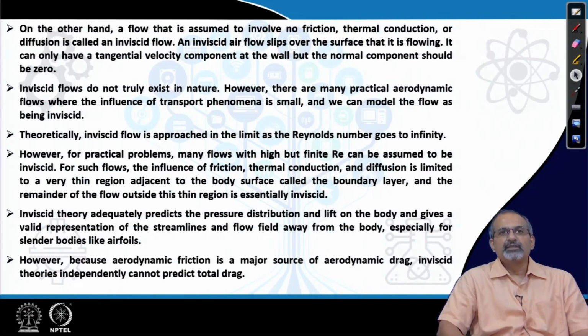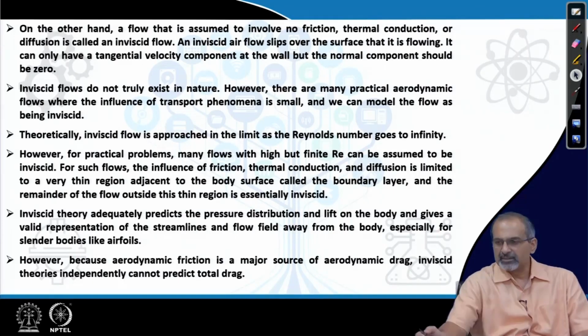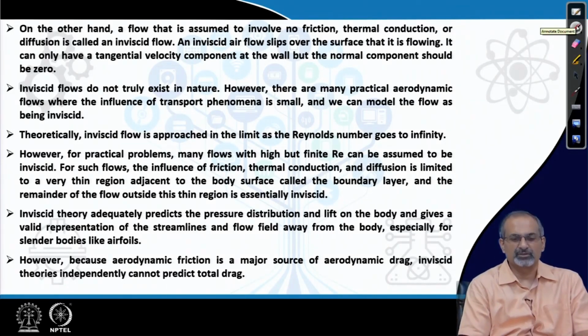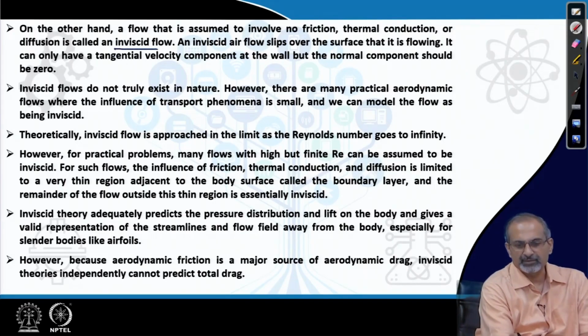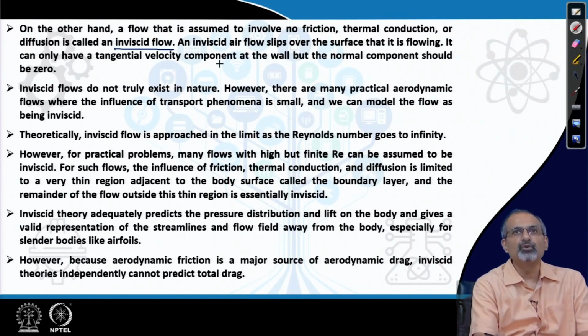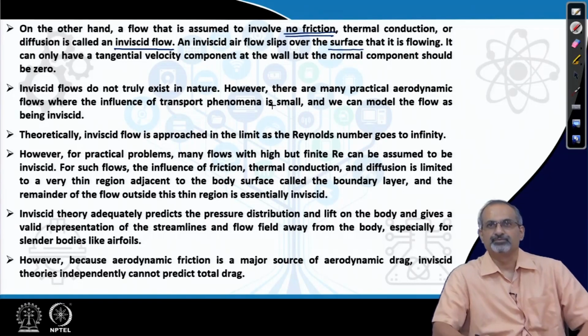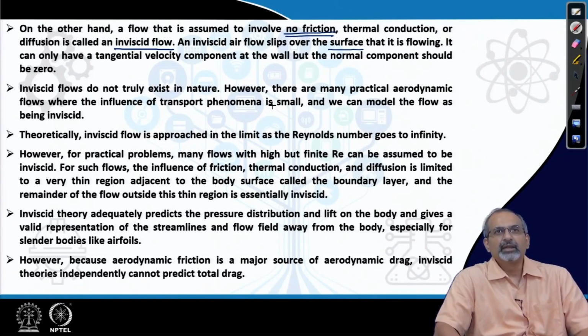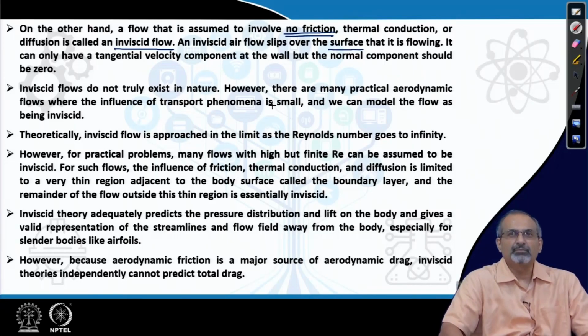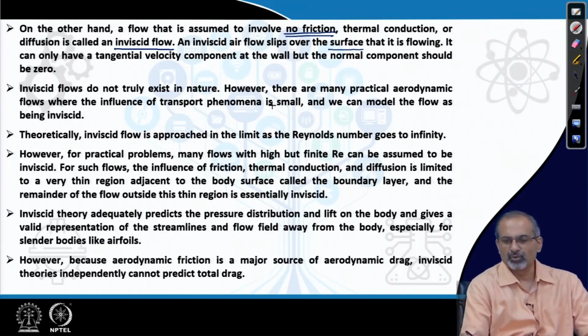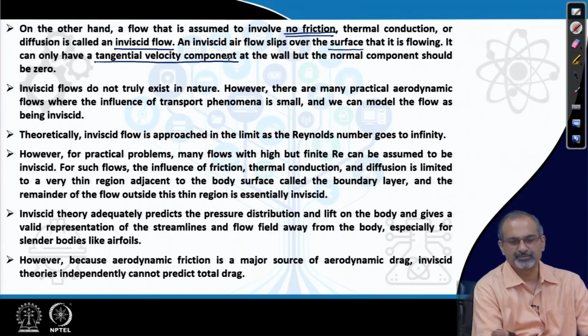That was a little bit on viscous flows. Now, let us have a look at inviscid flows and let us look at the important points. If there is a flow where there is no friction, no thermal conduction or diffusion, we would call it an inviscid flow. An inviscid flow will typically slip over the surface because of the absence of frictional effects between the air and the surface, and it can only have a tangential velocity component at the wall, but no normal component should exist there. Okay. So, only the tangential component exists.